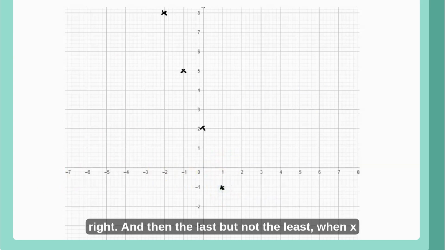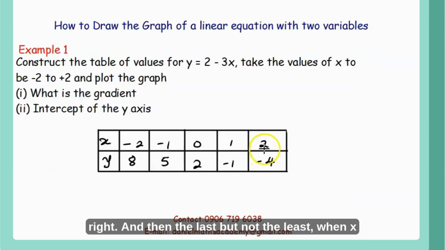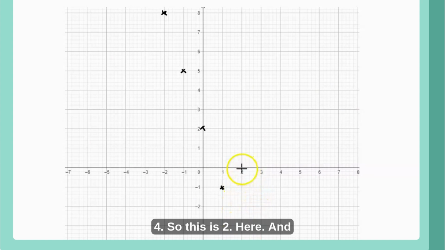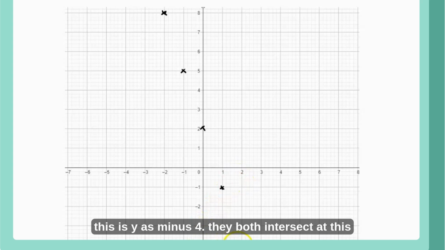All right, and then the last but not the least, when x is 2, y is minus 4. So this is 2 here and this is y at minus 4. So they both intersect at this point. Remember that the point is formed where both points intersect together. All right, so we have this as our point.